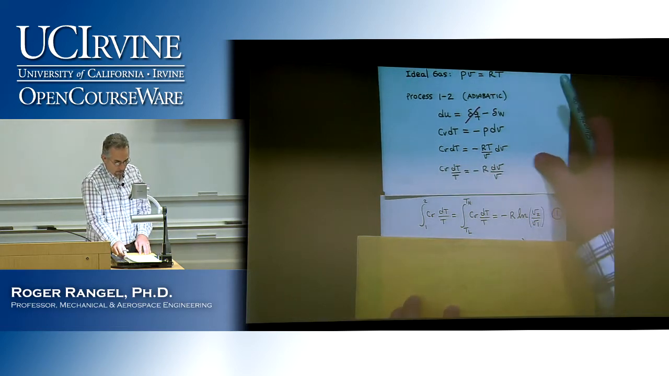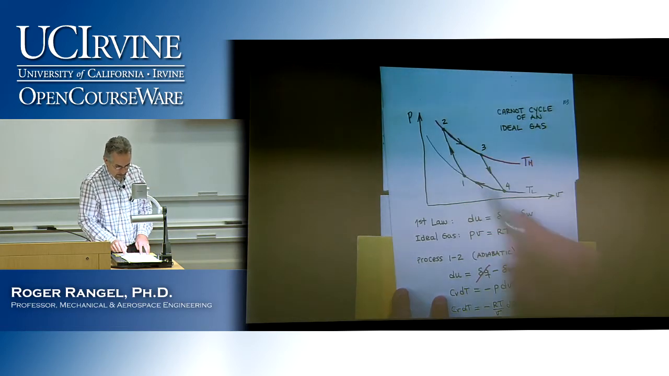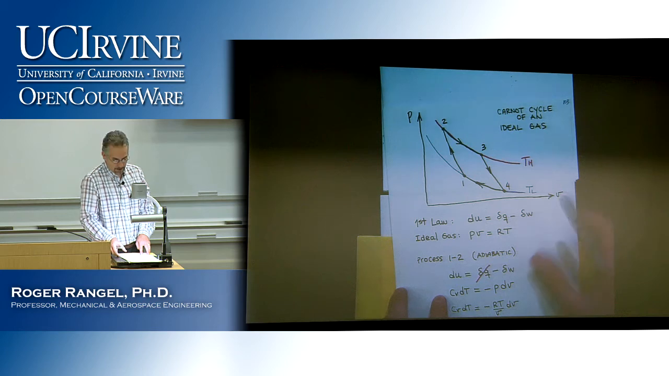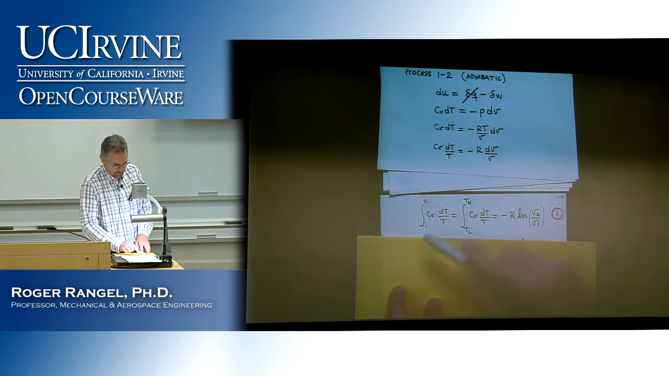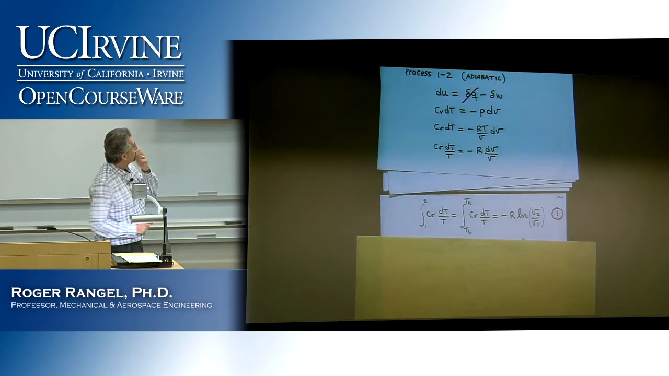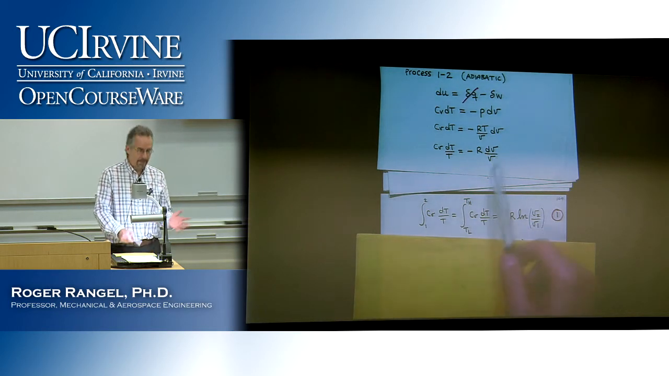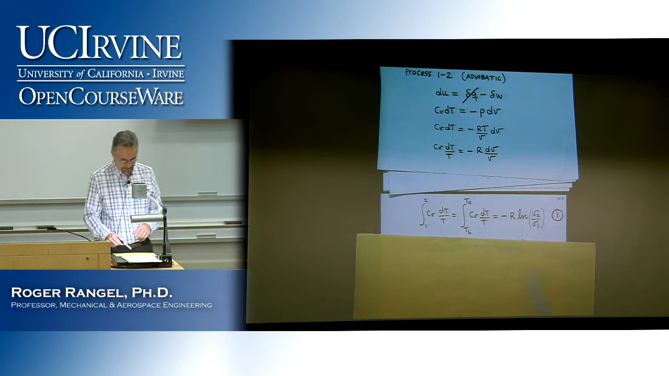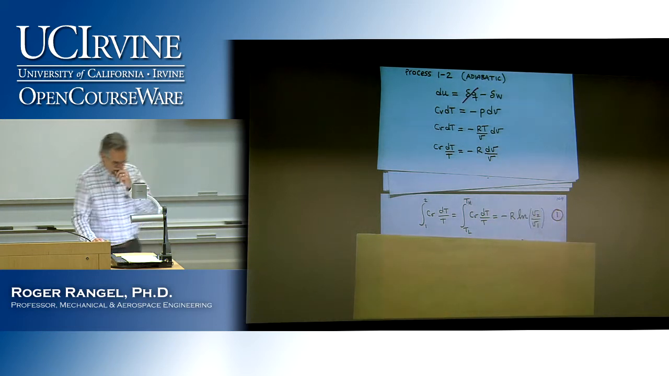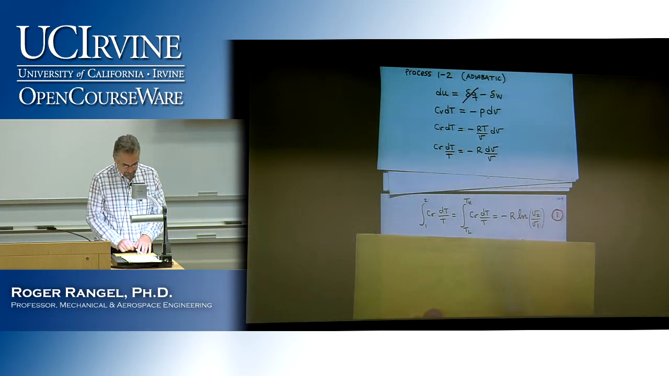Of course, when I go from 1 to 2, I'm going from the low temperature to the high temperature. So I can just replace the limits of the integral. Instead of saying 1 to 2, I say TL over TH. And the right-hand side, because it happens that R is a constant, I can integrate it. And that's the natural log. So I end up with this.